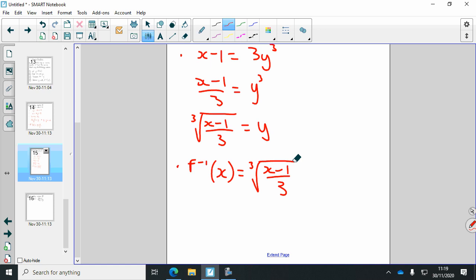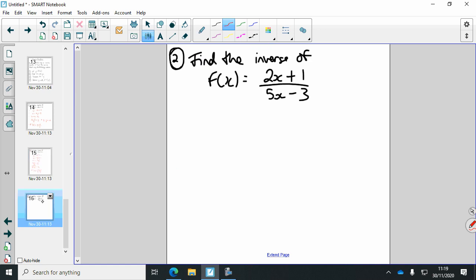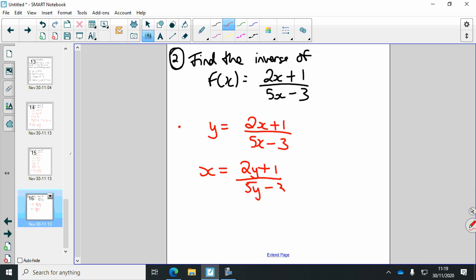Okay, and one more example. This is a slightly trickier one because there's an x in two positions, which is a slightly trickier transposition. So find the inverse of f of x equals 2x plus 1 over 5x minus 3. What we're going to do first, as always, is change that for y. And we now need to swap around the x's and the y's. Now there's two different positions of x there, so we need to replace both of those x's with y's. So x equals 2y plus 1 over 5y minus 3.